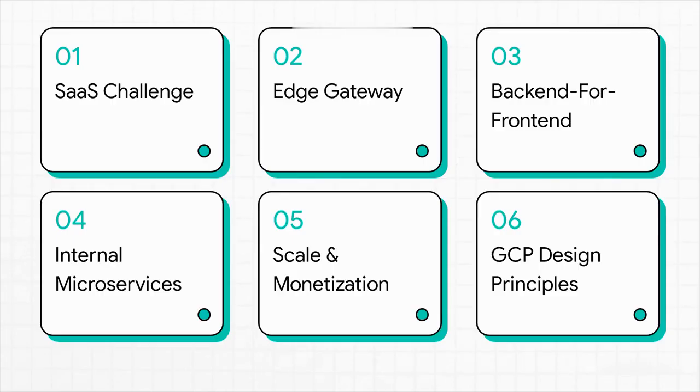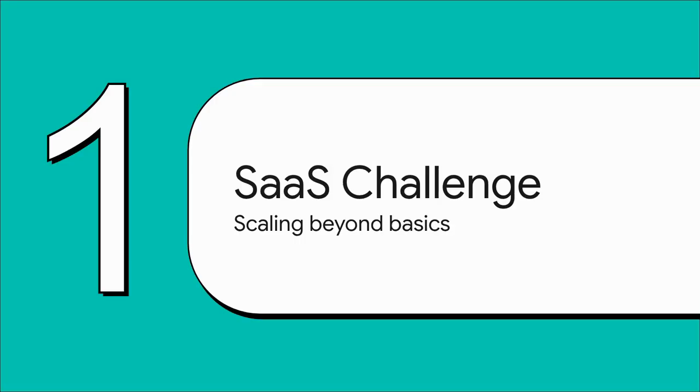So here's our top-down blueprint for today. 1. The multi-channel SaaS challenge. 2. Layer 1. Edge gateway. 3. Layer 2. Backend for frontend. 4. Layer 3. Internal microservices. 5. Global scale and monetization. And finally, 6. Core GCP design principles. Let's jump into part 1.